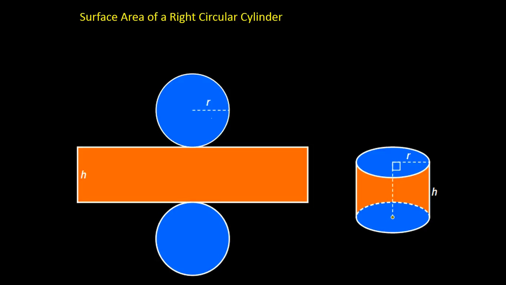So let's take a look at how we're going to find a formula for finding surface area of a cylinder. We need the area of the 2 circles, and we know the area of a circle is pi r squared. We need the area of the rectangle, which is its height, times the circumference of the circle, which we know is 2 pi r. And that's how we get our surface area formula for a cylinder. Surface area is 2 pi r squared, because we have 2 circles, plus 2 pi r times h, 2 pi r being the circumference of the circle, h being the height of the cylinder.